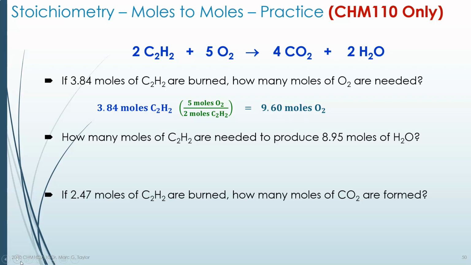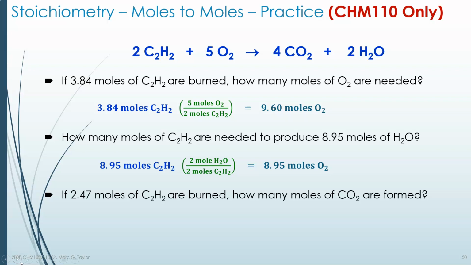for however many moles of acetylene we have. Second question, how many moles of acetylene are needed to produce 8.95 moles of water? Start with what you have, 8.95 moles of water. We know the ratio of water moles to acetylene moles is 2 to 2. Well, it's not going to change anything. 2 over 2, those numbers cancel, and then moles of water cancels with moles of water, and we're left with the same number of moles, but now it's moles of acetylene. And that makes sense.